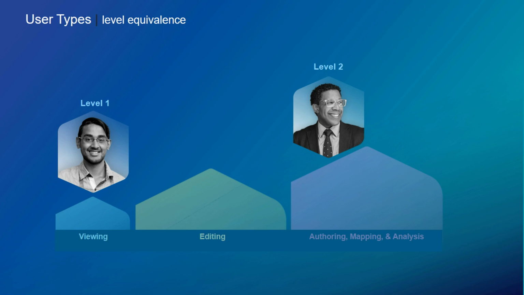Level 1 and level 2 licenses are not going away with the change to user types. The capabilities for these licenses are staying the same, but we have aligned them with a new and more descriptive name. So a level 1 will now be called a viewer, and a level 2 will be called a creator. Users assigned level 1 and level 2 equivalent user types will not see a difference in the way that they interact with the software.